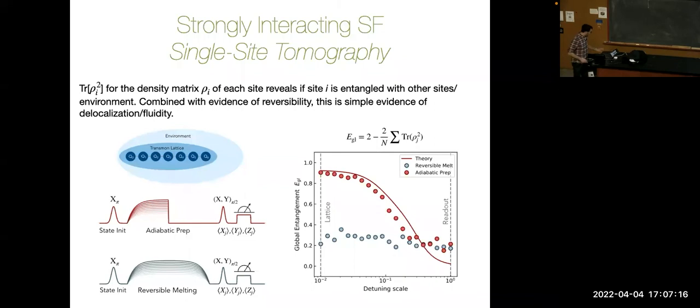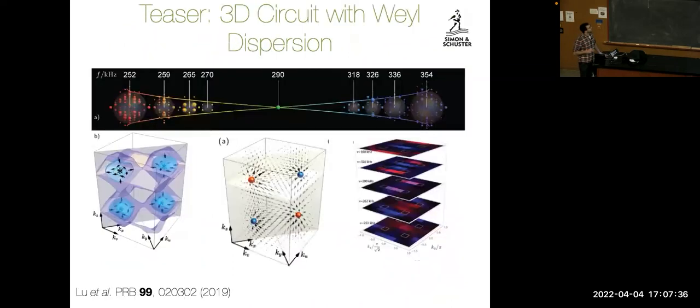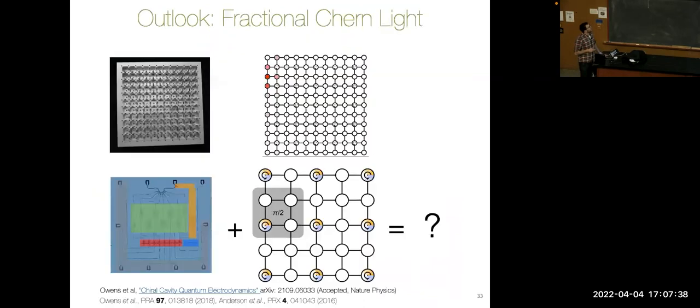So just as a teaser, we've started to make these bosonic Josephson junctions, three sites and then a tunnel barrier and then another three sites. And we can actually see Josephson oscillations, but those also couple to the phonons in each of the two wells. It's a pretty fun new thing to play with. What we would like to eventually do is combine this with some of our topological lattices to make fractional quantum Hall states of microwave photons.